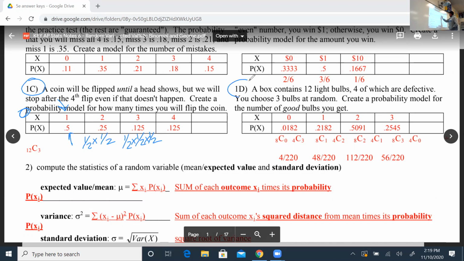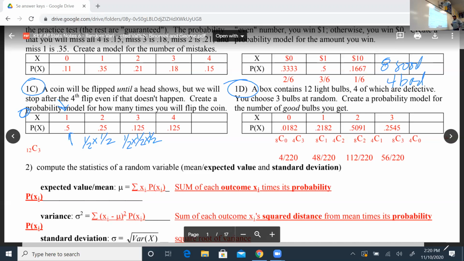1D. Okay, this is combinations. A box contains 12 light bulbs, 4 of which are defective. You choose 3 bulbs at random. Create a probability model for the number of good bulbs you get. All right, so you've got 8 good bulbs and 4 bad.